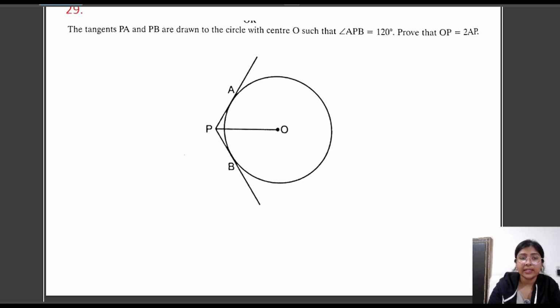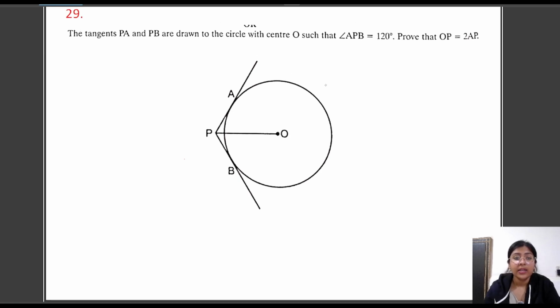Yes, see this next question. The tangents PA and PB are drawn to a circle with center O. Okay, this is given. PA and PB are the tangents, so their lengths from the external point are equal. Angle APB, the total angle is 120 degrees, so half will be 60, 60, because we know these two angles are equal to each other. Okay, can we join OA?